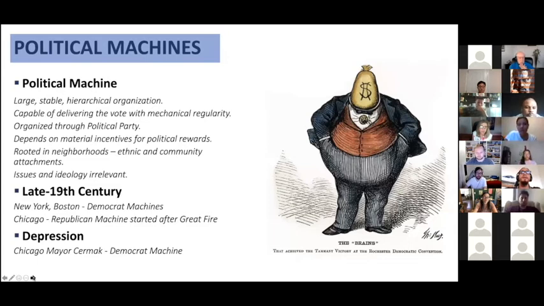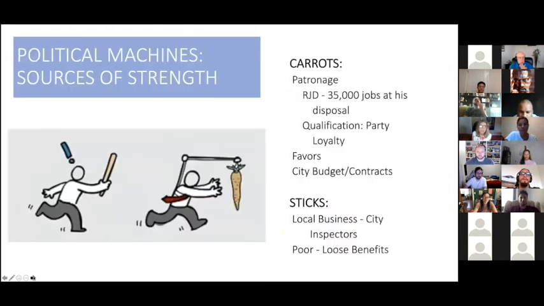Going back to political machines, Chicago has had a political machine since the Chicago fire. New York, Boston all had Democratic machines. Chicago's first machine, and many people don't know this, was a Republican machine. It was first a Republican machine. The Democratic machine was really perfected under Cermak and then later Richard J. Daley. Machines get their power from different sources of strength. There's carrots and there's sticks. One is patronage, the jobs that they're able to dole out.